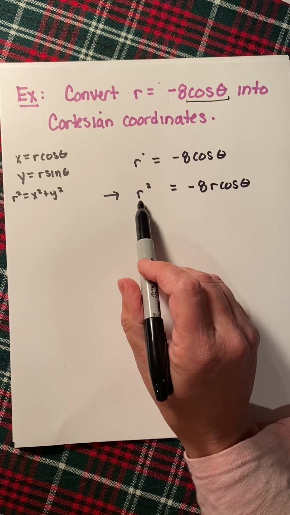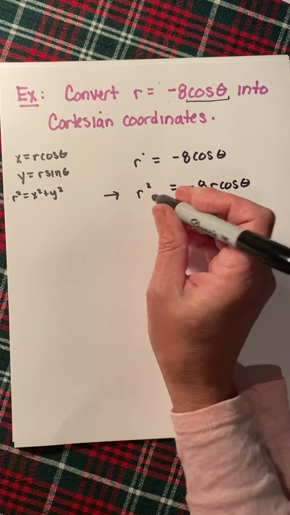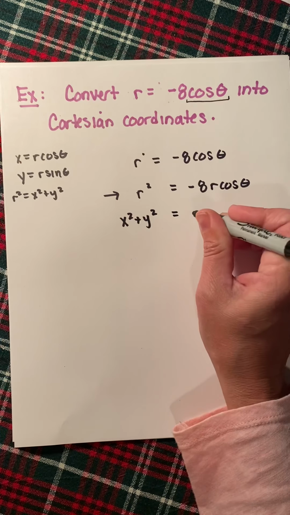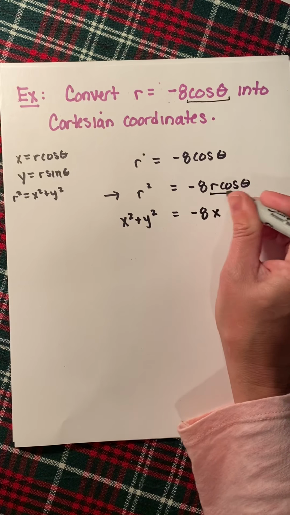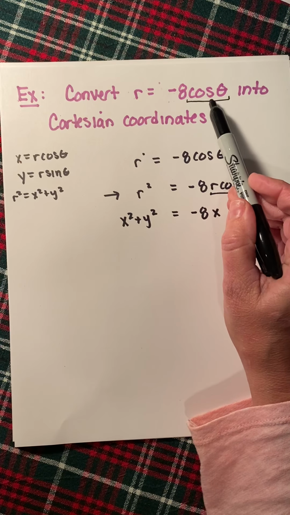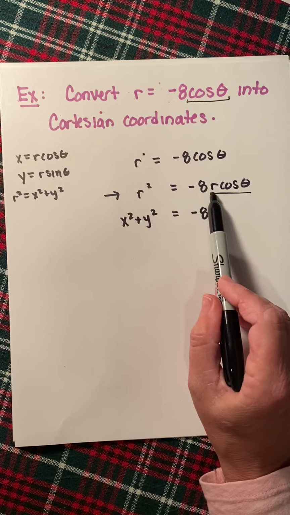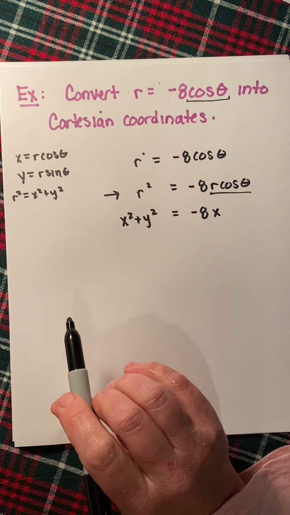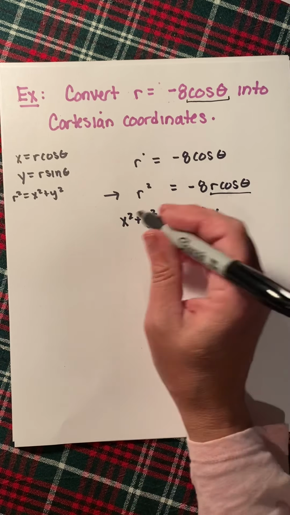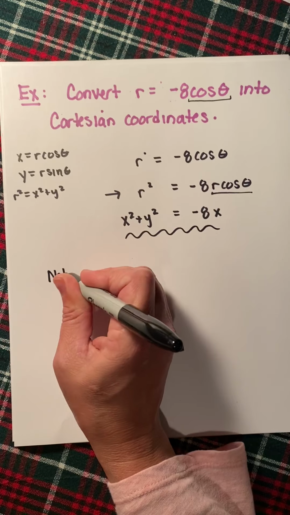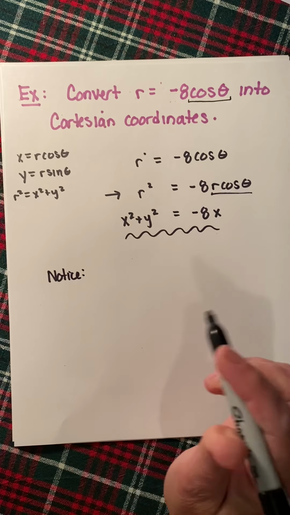So now I know what r squared equals. It's x squared plus y squared on my left side, and my right side is just -8x, because r cosine theta is just x. Now remember, cosine theta isn't x, r cosine theta is, so I had to introduce that r by multiplying both sides by r. So we can leave it like this, which is perfectly an acceptable answer, or I just want you to notice what this is actually the graph of.